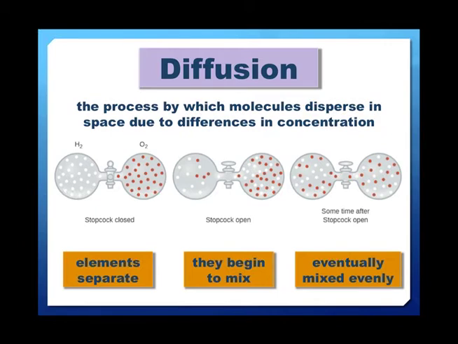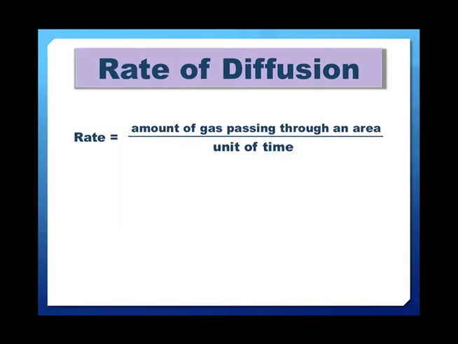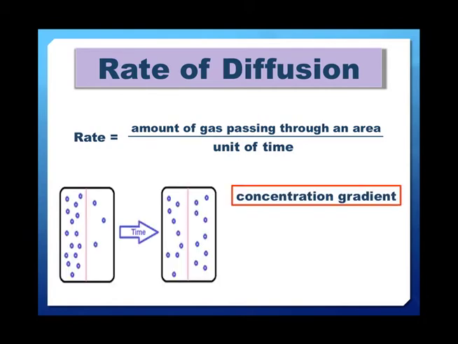We will be interested in discussing the rate of diffusion, which refers to the amount of gas passing through a particular area per unit time. This rate will depend on several factors. First, there is the concentration gradient. This is the increase or decrease in concentration between one point and another.